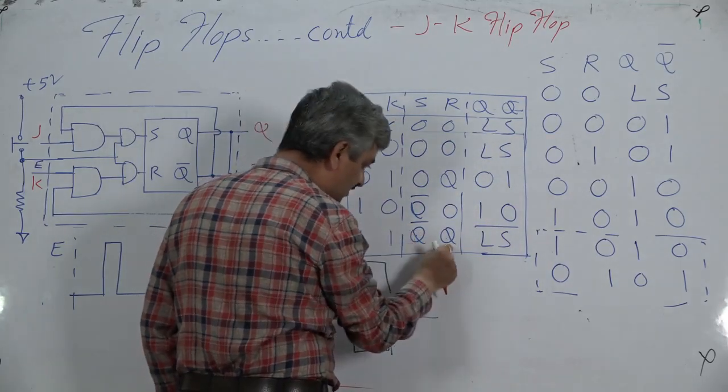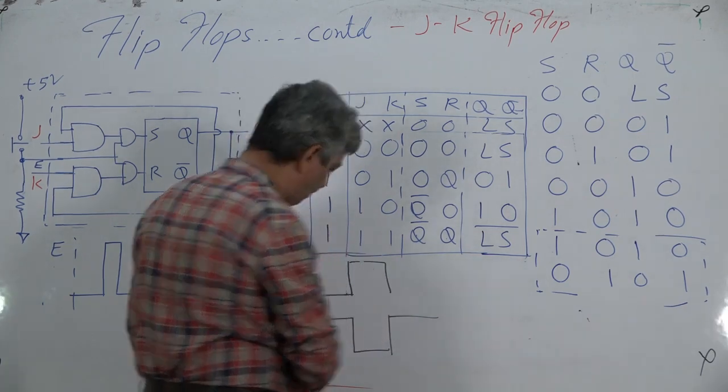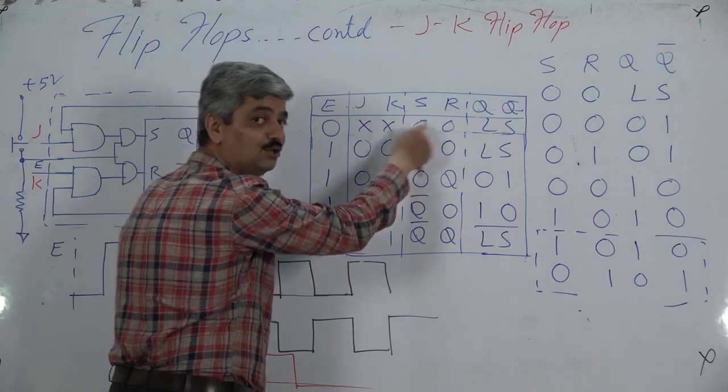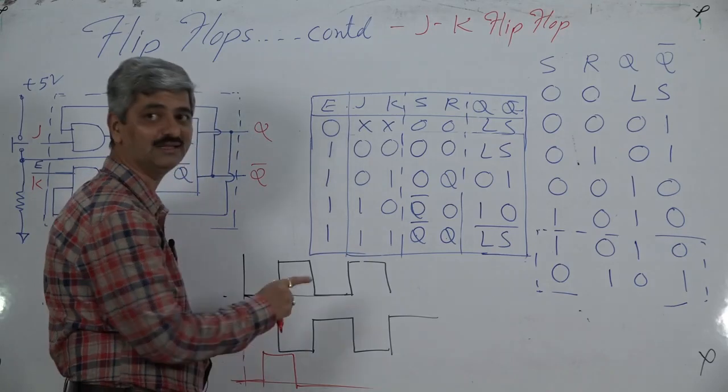So, as it was here, toggling was taking place, but the moment E becomes 0, it is no longer Q bar, S and R become 0 0, because as E is 0, everything becomes 0 0. So, that time it will toggle only once.